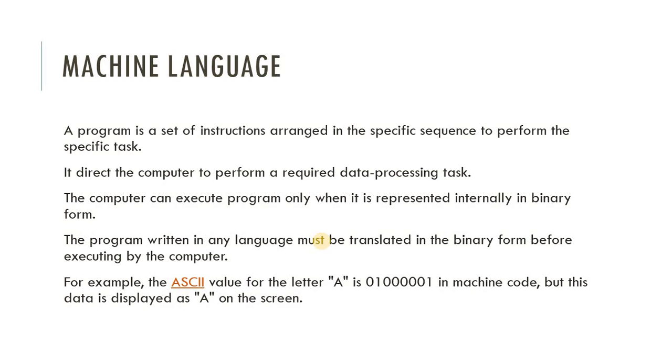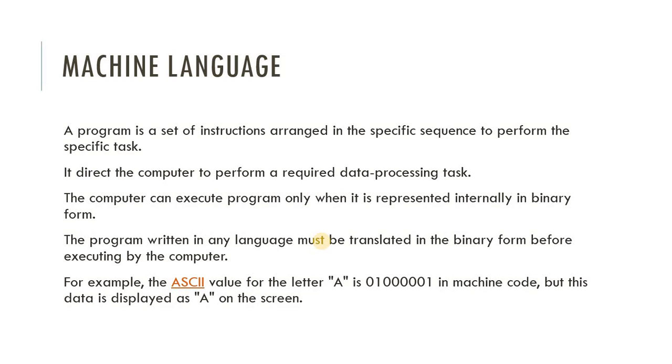A program is a set of instructions arranged in a specific sequence to perform a specific task, and for that we are providing instructions. The computer converts that instruction into the machine-readable form and executes the task. So we can say that a program written in any language must be translated into binary form before being executed by the computer.